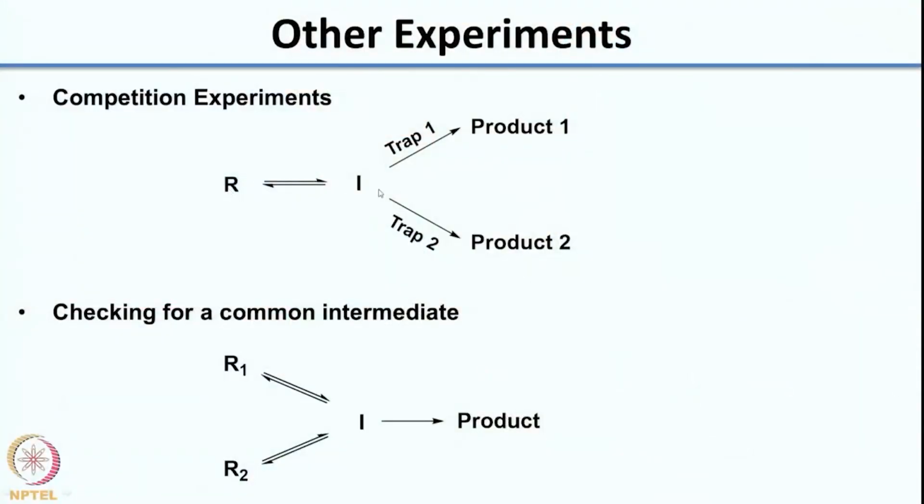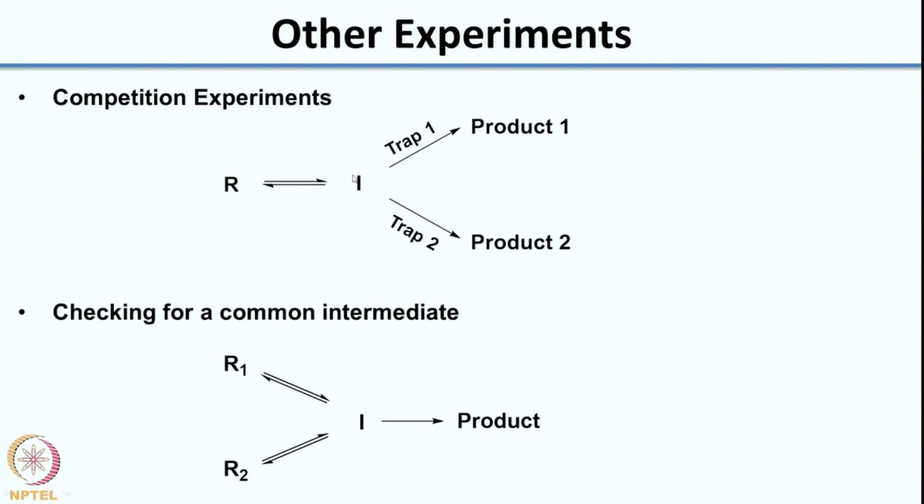We also saw that traps could be covalently linked to again improve the probability of collision, and we saw that traps must react quickly with the intermediates. So, we saw multiple traps for anions, cations and radicals. Then we looked at competition experiments. So, competition experiments is where the reactant forms an intermediate I and you use two different traps to get two products, and the product ratio could be used for you to understand the nature of the intermediate.